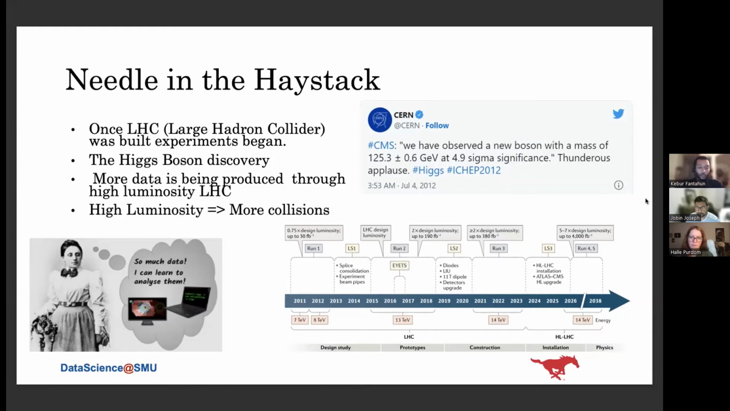The building of the high luminosity LHC started and should finish around 2024, where we can expect collisions, or inverse femtobarns, of up to 4,000, or 10 times the amount it was in the past 10 years.